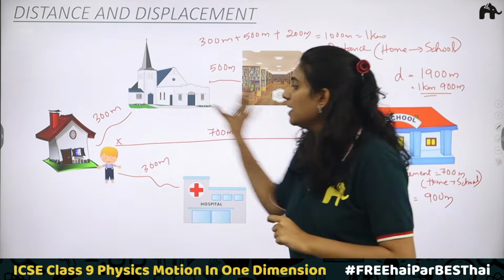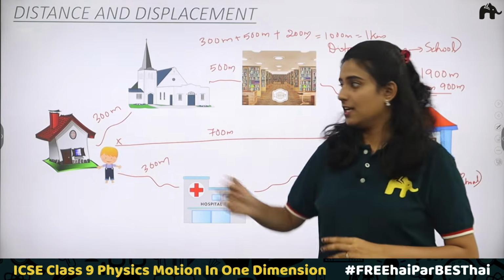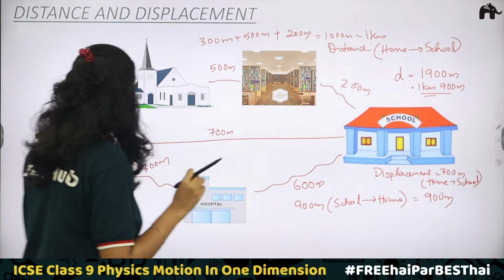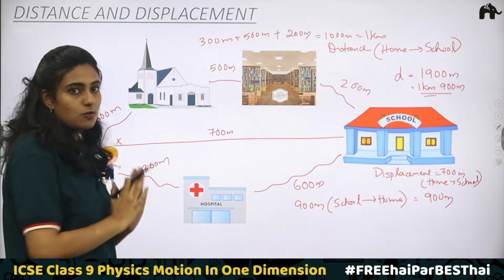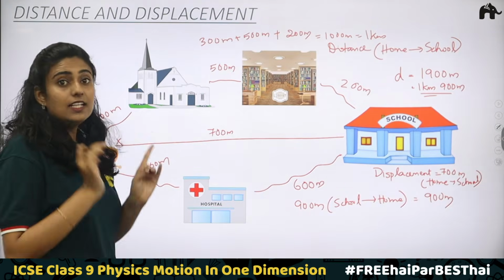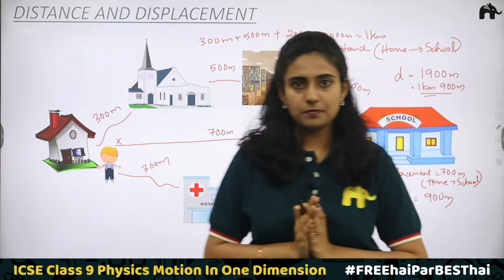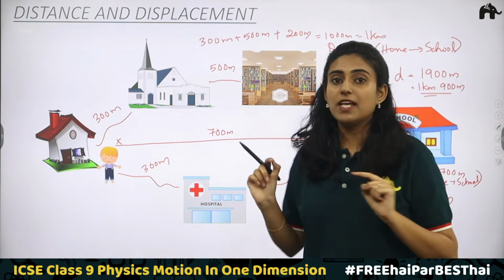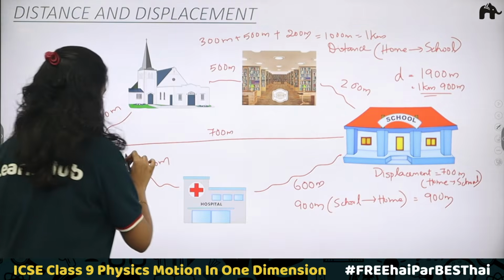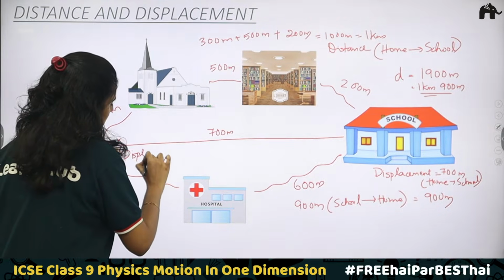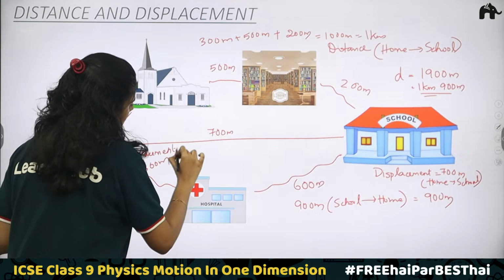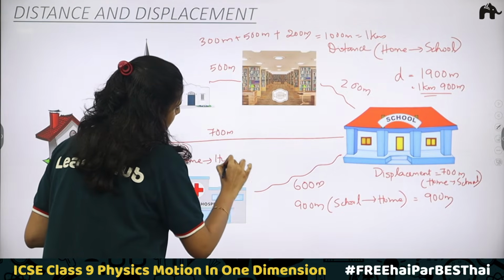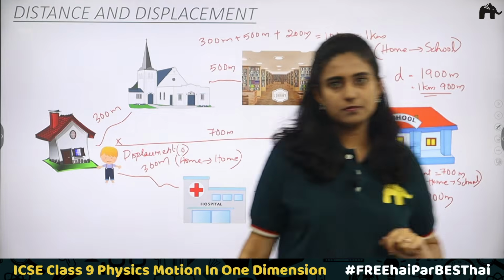If you are taking the complete journey, that is his total journey, starting from home, church, library, school, hospital, home. Okay, he has reached his home. That is, the initial point is home and the final point is also home. In that case, what will be the displacement? Here you can see the initial and final positions are the same. So you will have a displacement equal to 0. That is home to home, starting from home, the final position is also home.